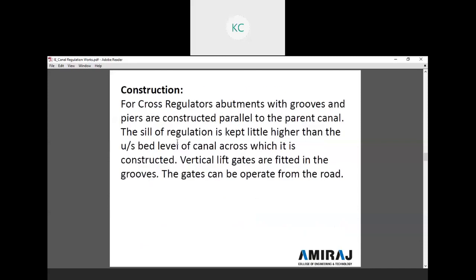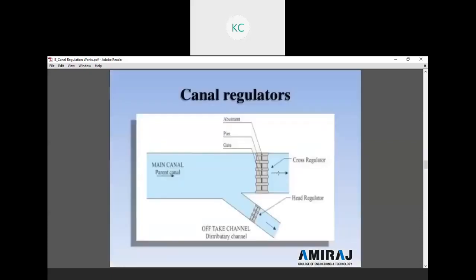So there are different kinds of construction methodologies used. For the cross regulator, abutments with the grooves and the piers are constructed parallel to the parent canal. The sill of the regulator is kept a little higher than the upstream side bed level of the canal across which it is constructed. Vertical lift gates are fitted in the grooves. The gates can be operated from the roads. So this is called the canal regulator.